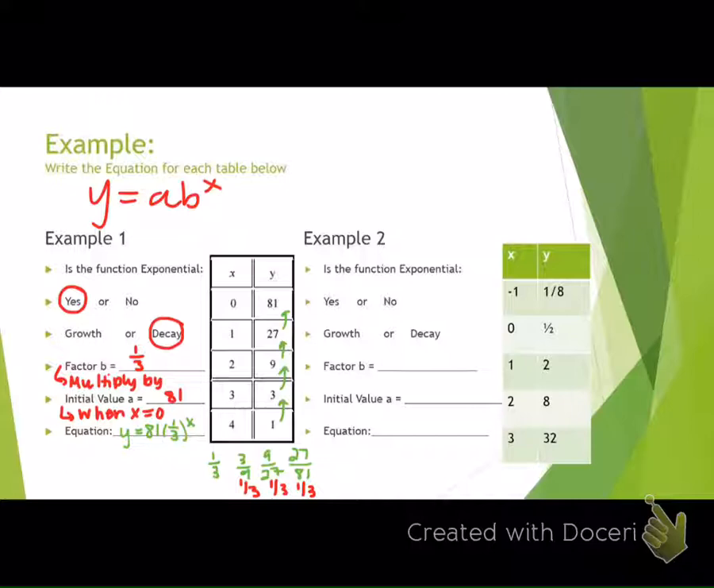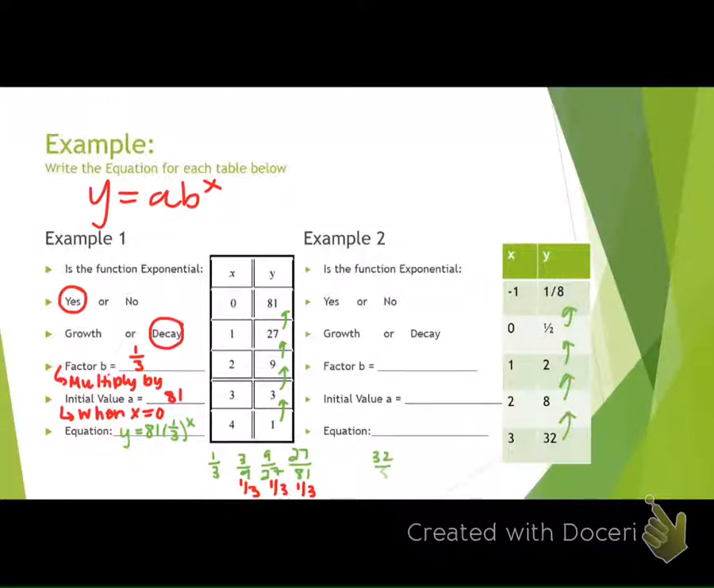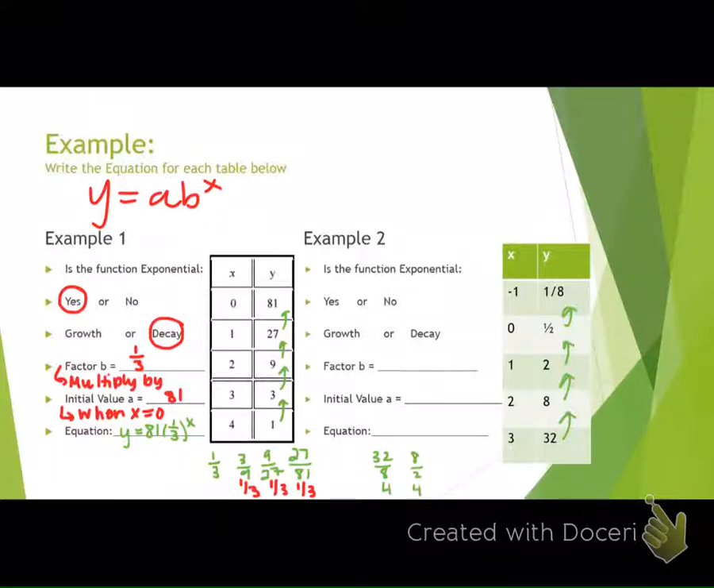So again, some of you might be able to visually see what's happening here. What do you guys think is happening here? Multiplying by 4. So this is why I suggest that you guys just do the whole division thing, because it will get you your answer. 32 divided by 8 is 4. 8 divided by 2 is 4.